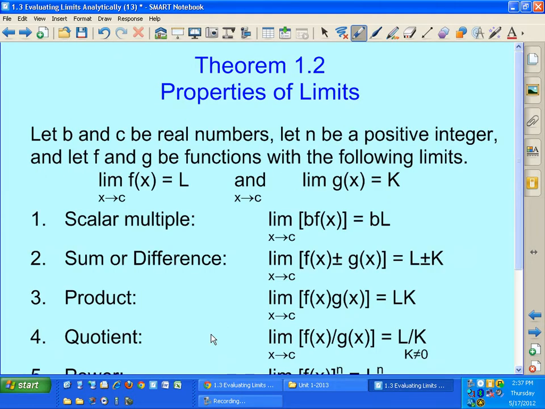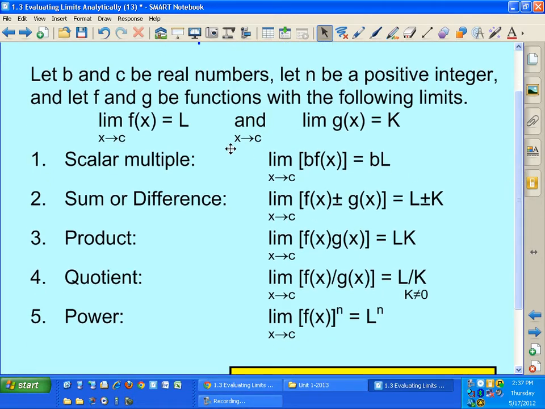The next ones are all our properties of limits. Basically, we're saying that if we have a function f of x and we take the limit as x approaches c, we get some value L, some number. And if we do the same with some other function g of x, and take its limit as x approaches c, we get some other value, k.